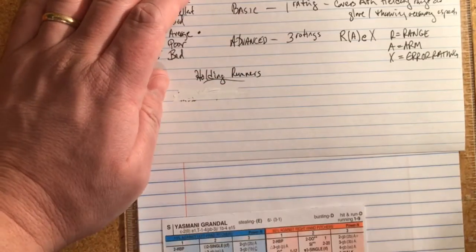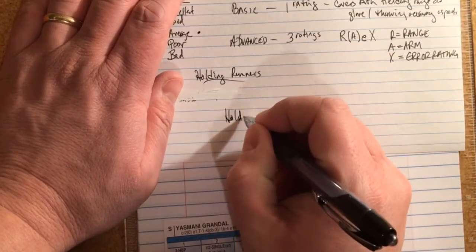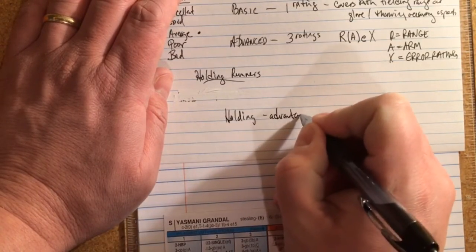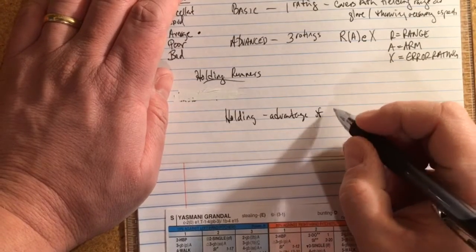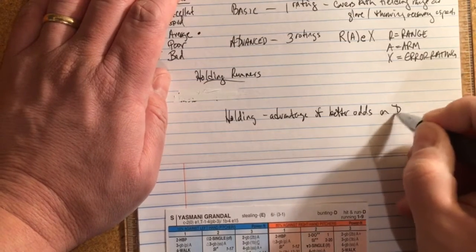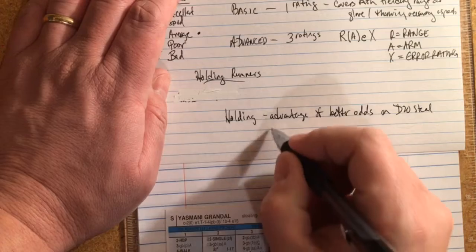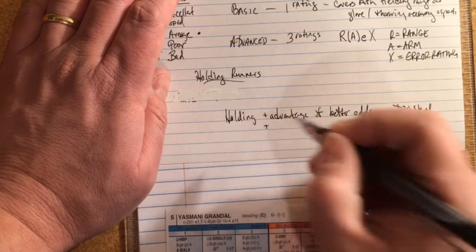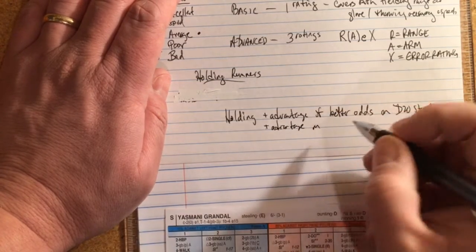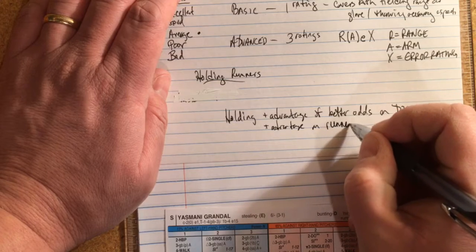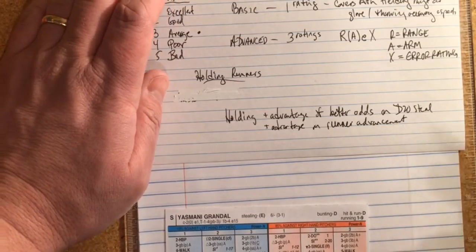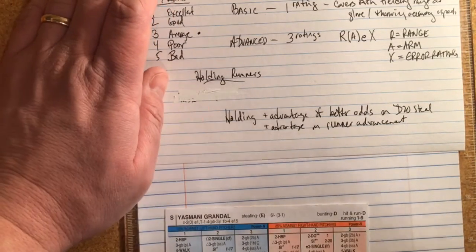So I'm just going to write down here, holding: it's a two-way street. You get the advantage of better odds on the D20 steal, and I'm going to put a plus for these, plus advantage on runner advancement. We already saw that in the previous video. You add 1 if you're holding a runner on to.